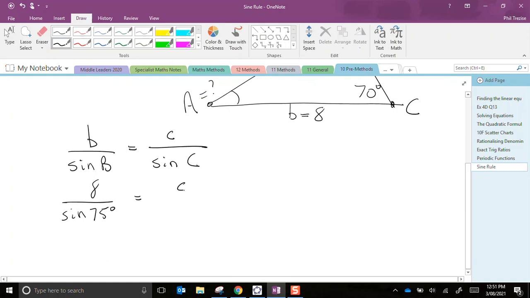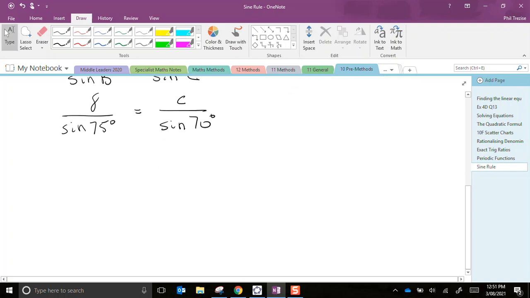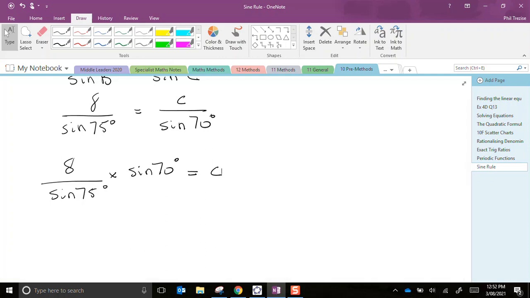I don't know little c, but I do know that angle C was 70 degrees. This gives me an equation that I can use to solve. If I multiply by sine 70, I'll have 8 over sine 75 degrees multiplied by sine 70 degrees should equal little c.